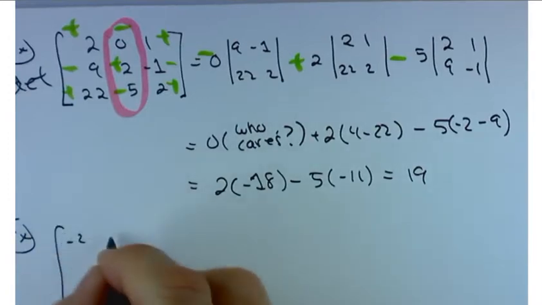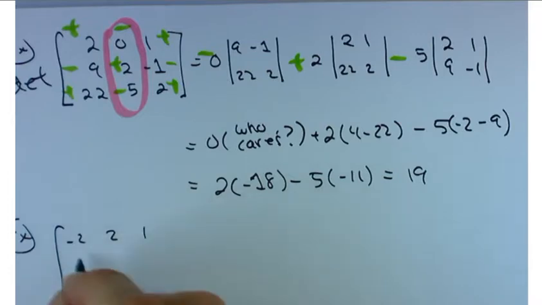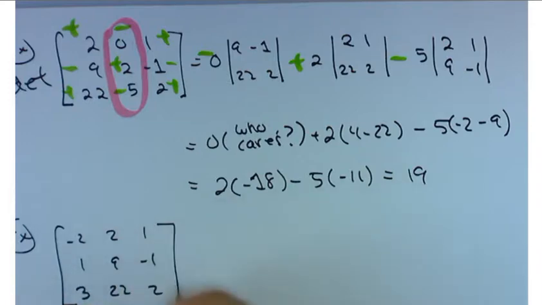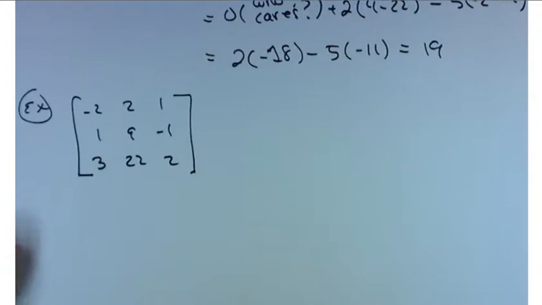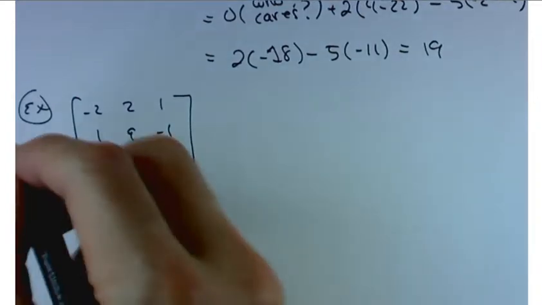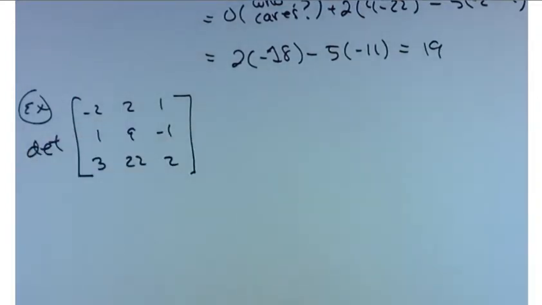So -2, 2, and 1. 1, 9, -1. 3, 22, and 2. And if I want to calculate the determinant of that, well, unfortunately, there's no zeros on any row or column.